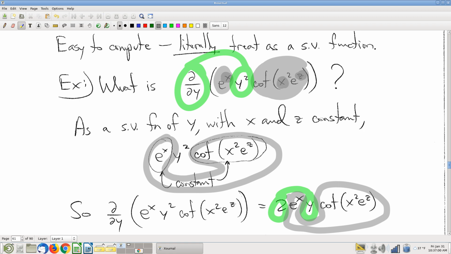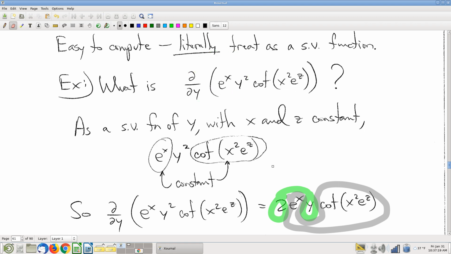Wouldn't that have been nice in a Calc 1 class when you're learning how to take derivatives if you could just look at part of the function that you're supposed to take a derivative of and say, you know what? This whole situation over here, I'm going to just call that a constant. Wouldn't that have been nice? Not only do we get to here, we have to. So, world's easiest derivatives to compute.